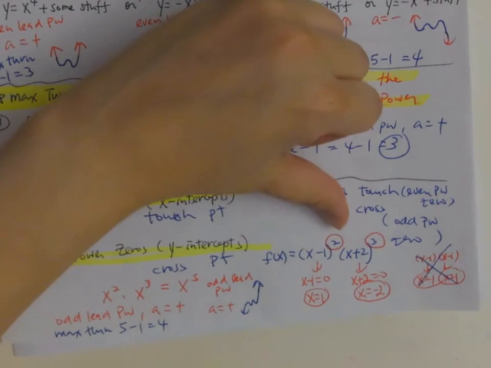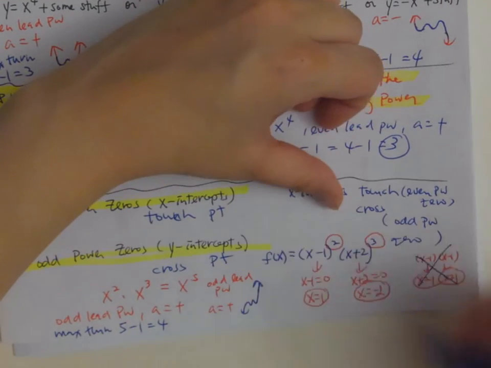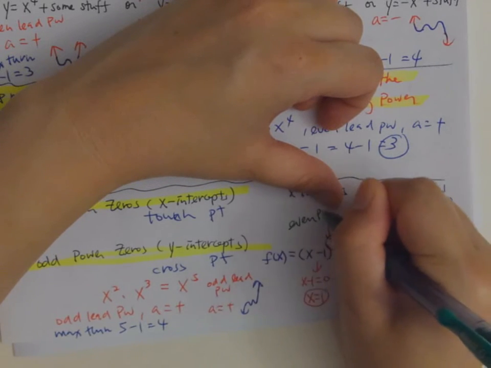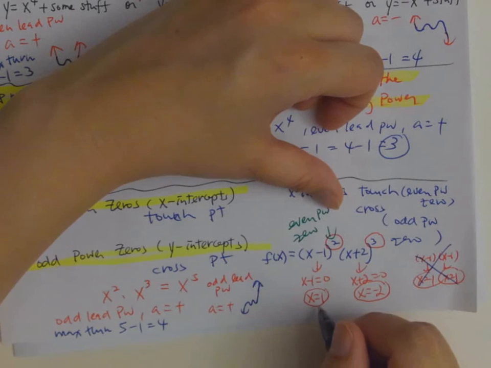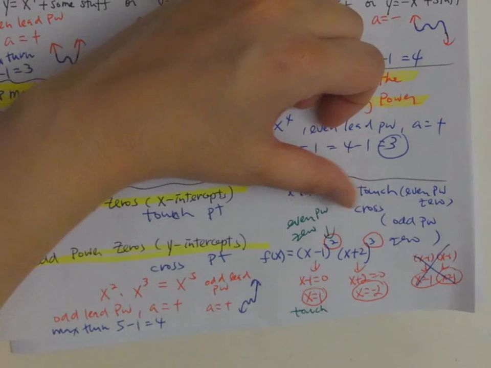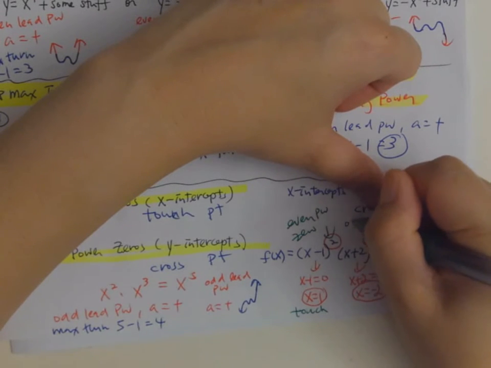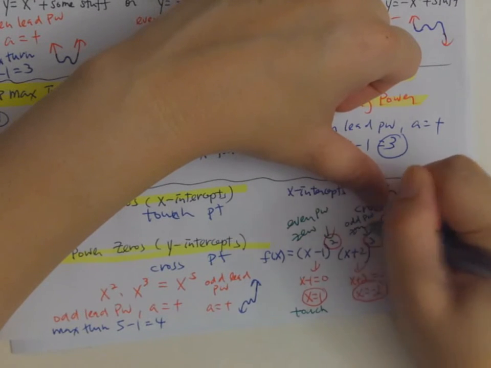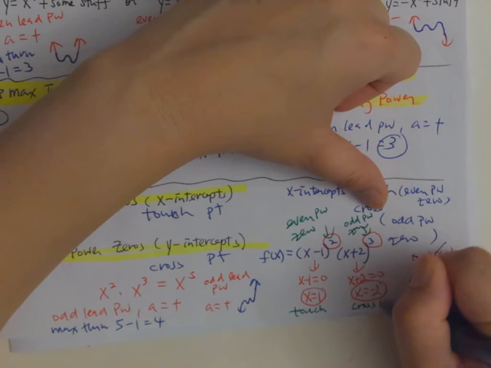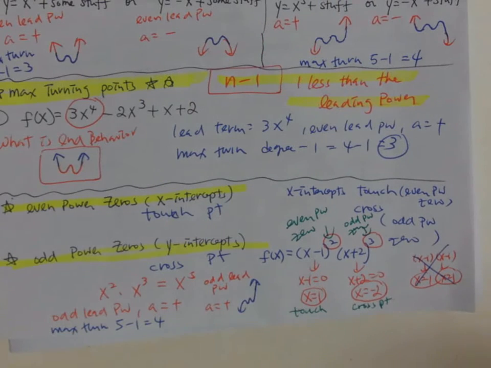But this comes with an even power zero. So this particular part is an even power zero, so this particular x equal to 1 intercept is going to be touching the point. And this 3 represents an odd power zero. Because of that, x equal to negative 2 is going to cross the point. So this will be significant when we graph it. We just want you to have a little bit of an idea. So let's look at the next picture, the next example.